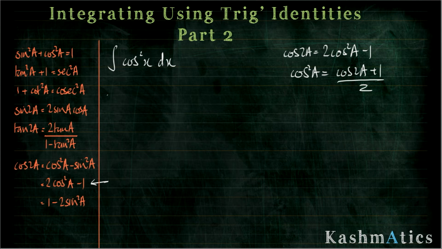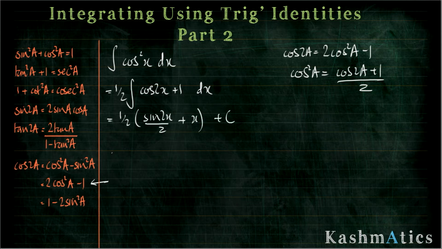Again, I can take the half out like I did before. So it'd be a half (cos 2x plus 1) dx, and to integrate that it'd be a half, and cos 2x becomes sine 2x over 2, and the 1 just becomes an x. Add c, and that would be sine 2x over 4 plus x over 2, add c. So you can see it's a very similar process, but for both of those, for sine squared and for cos squared, we used the double angle formula for cos 2a.